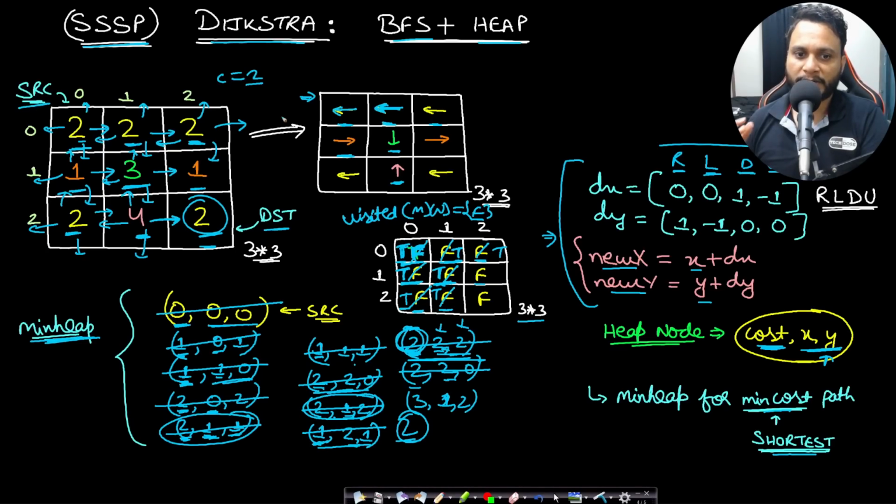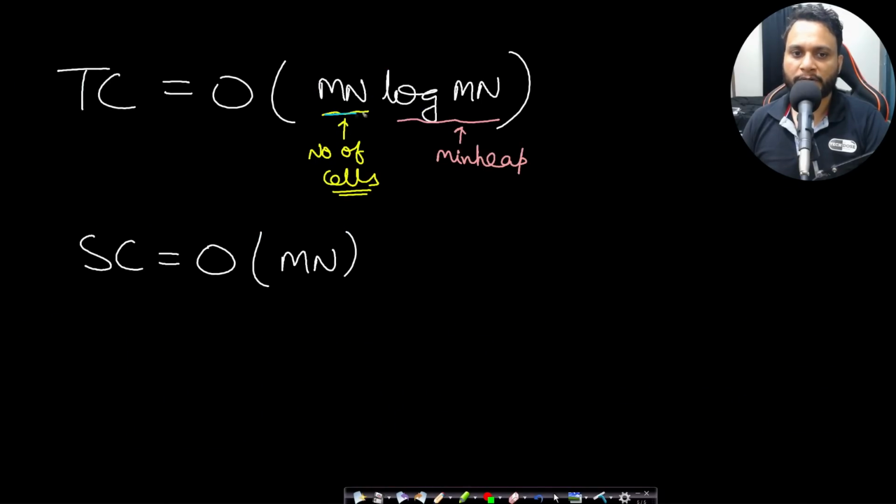So I hope you are able to understand this entire approach. In this particular case, the number of cells is m into n, therefore the space complexity will be mn due to the visited array, and we have also taken the min heap, by the way. So that is also adding up to the space complexity. The time complexity: there can be mn number of cells in the heap, and the heap is keeping everything sorted. So that is a logarithmic order, and therefore the time complexity will be order of mn log of mn, and the space complexity is order of mn. So let's now look at the code.